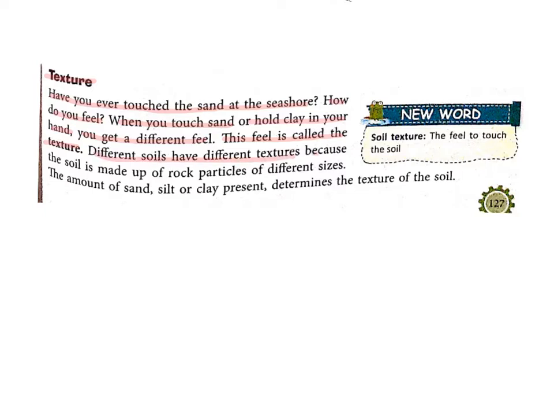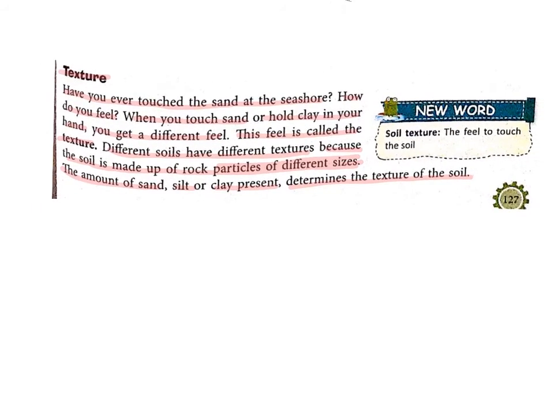And why is it so? Because the soil is made up of rock particles of different size. I think you all can understand that if the particle of the soil is very small, it will be smooth in touch, whereas if the particle is large in size, it will be rough. The amount of sand, silt or clay present determines the texture of the soil. So children, the amount of these three things, sand, silt and clay, will tell you the texture of the soil. New word, soil texture: the feel to touch the soil is called the soil texture.